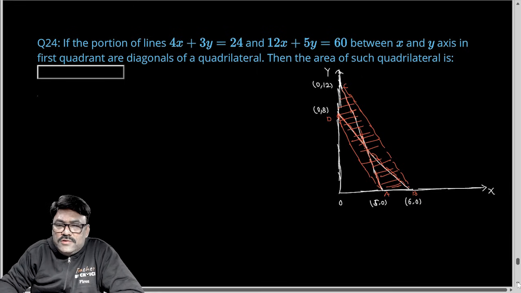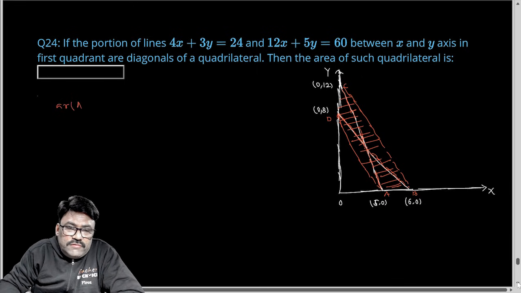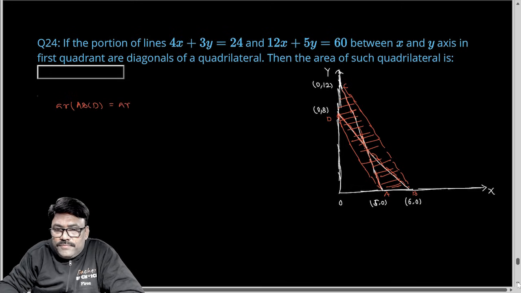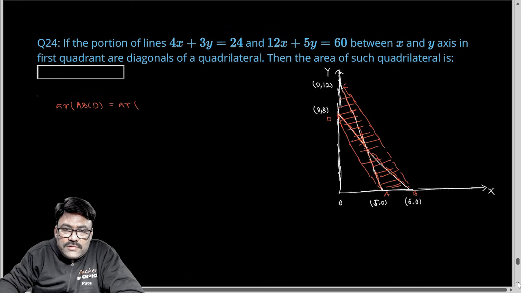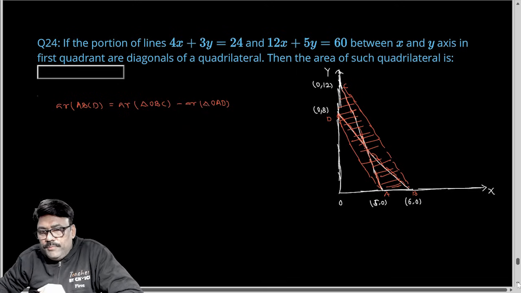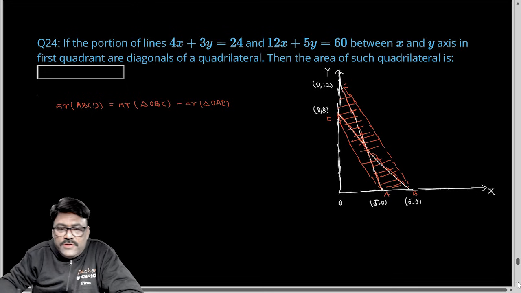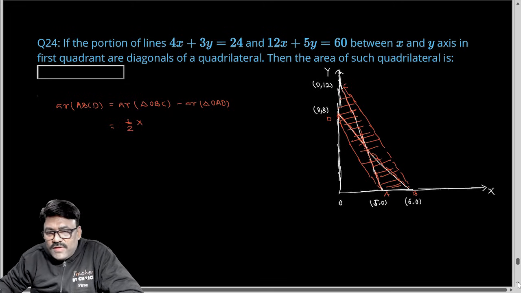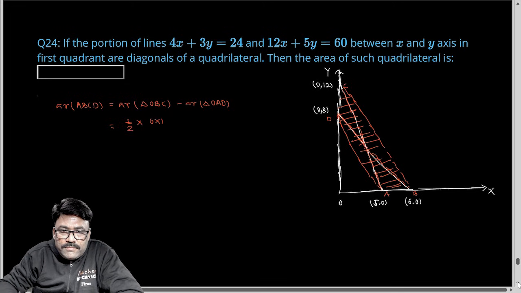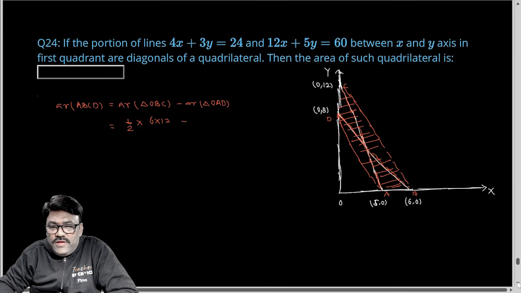And how will you get this area? So the area of the quadrilateral ABCD is what? First write area of triangle OBC minus area of triangle OAD. So first write OBC, the larger triangle, then the smaller triangle OAD. And the area of triangle OBC is half, its base is 6, altitude is 12, so half into 6 into 12, minus the area of triangle OAD. OAD is half into 5 into 8.